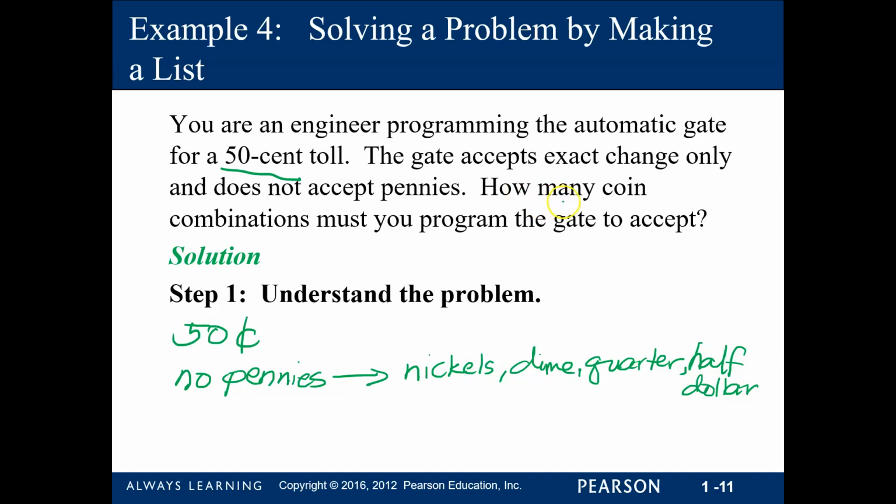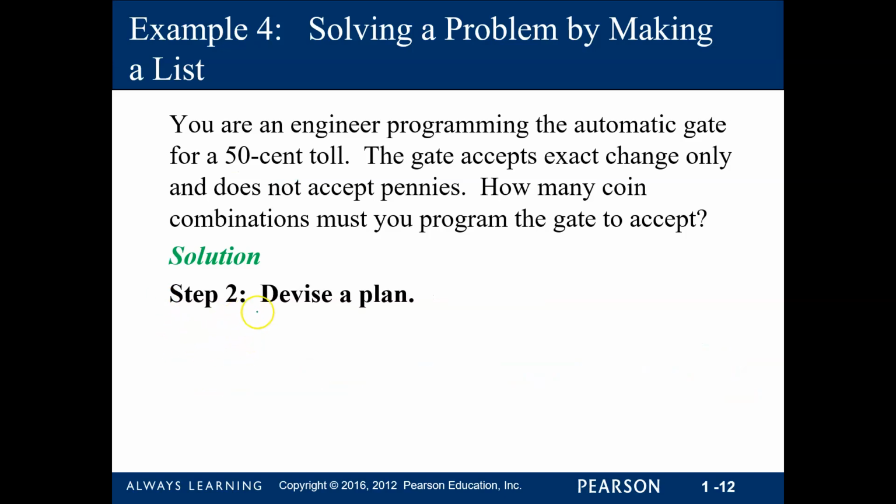So now the question is, how many coin combinations? We need to identify the number of combinations. So we need to list how we can mix and match these coins so that their sum would always be 50 cents. So pretty much that is going to be our plan. We need to list the coins so that the sum is always equal to 50 cents. We do not include pennies. In this case, do we need an equation? Definitely no. We can write it as a list. We can use a table to do that.